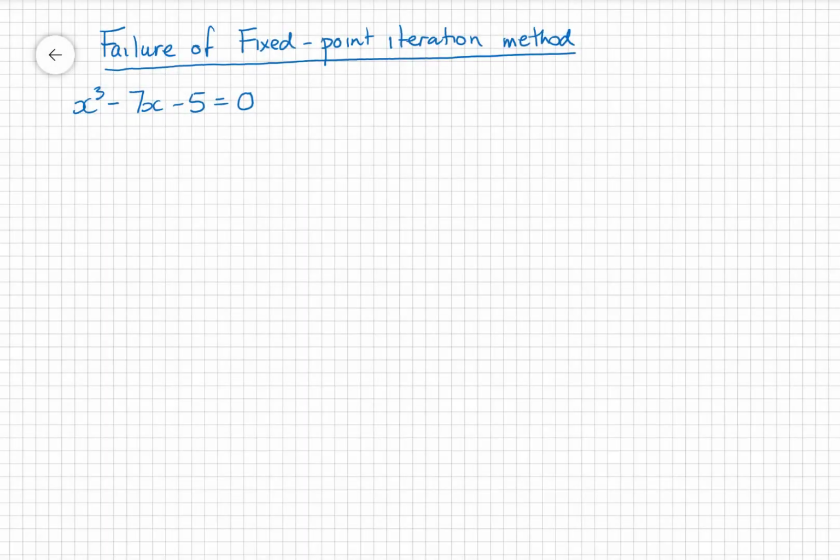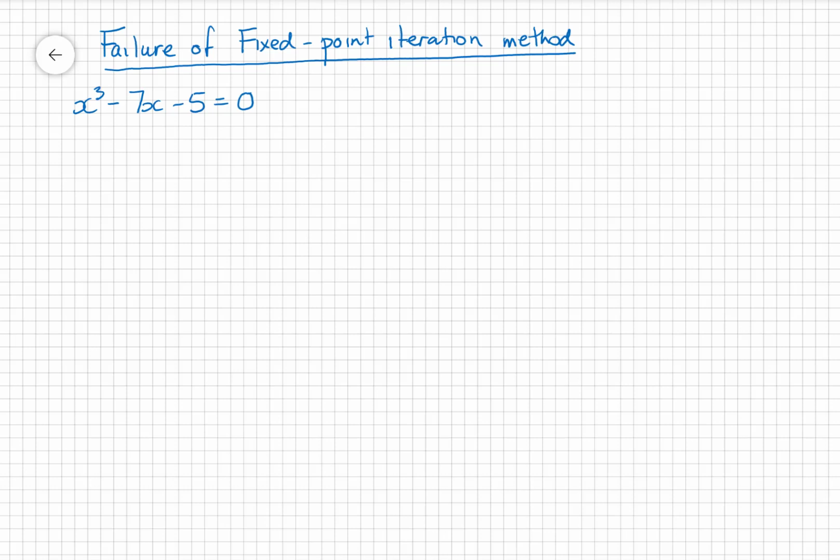This is the final video in the sequence on numerical solution of equations, and in this video we're looking at the failure of the fixed point iteration method. In our earlier videos we've been looking at the solutions to the equation x cubed minus 7x minus 5 equals 0 as a vehicle for understanding how these methods work and their failure.